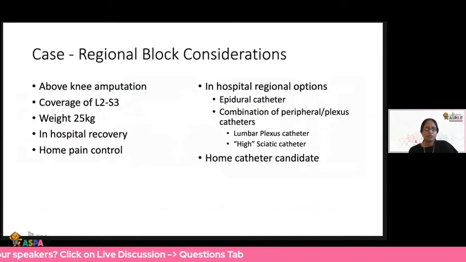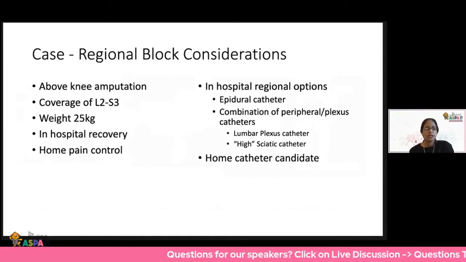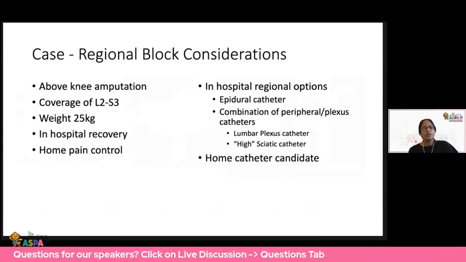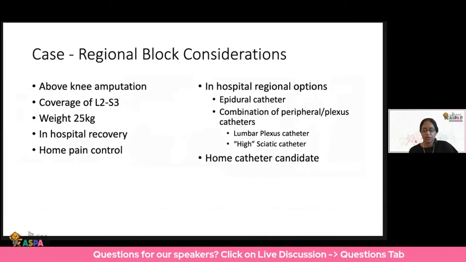Let's think about this case again in little d. The regional block considerations are numerous. So she is getting an above knee amputation. We want coverage from the spinal levels of L2 to about S3. Her weight is important in consideration if we're doing peripheral catheters. So let's assume she's an average weight of 25 kilos.